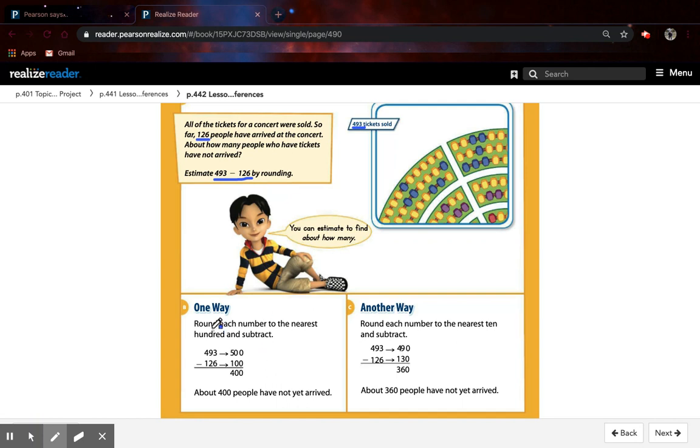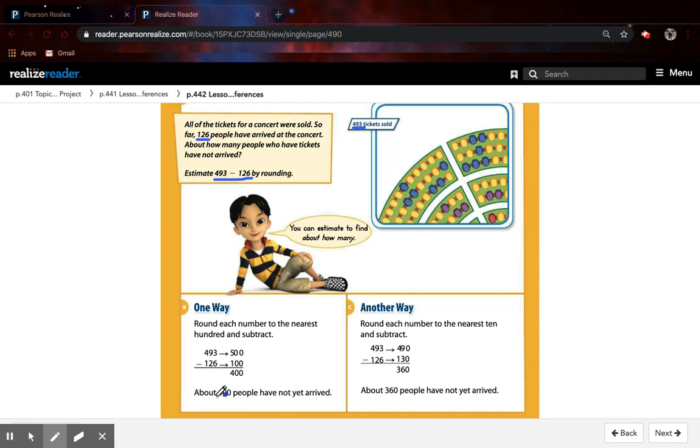So they say for one way, round each number to the nearest 100 and subtract. So 493 becomes 500, 126 becomes 100, and 500 minus 100 is 400. About 400 people have not yet arrived. And another way is to round to the nearest 10 and subtract. So 493 becomes 490, and 126 becomes 130. So about 360 people have not yet arrived.